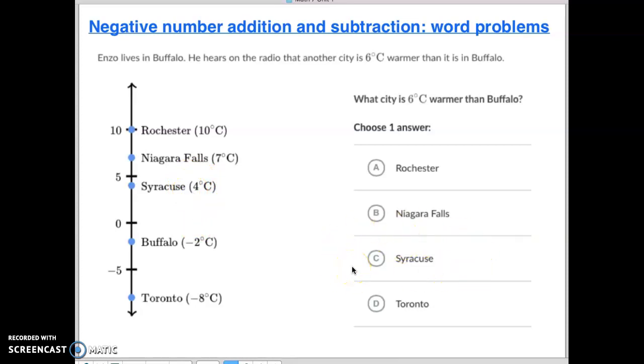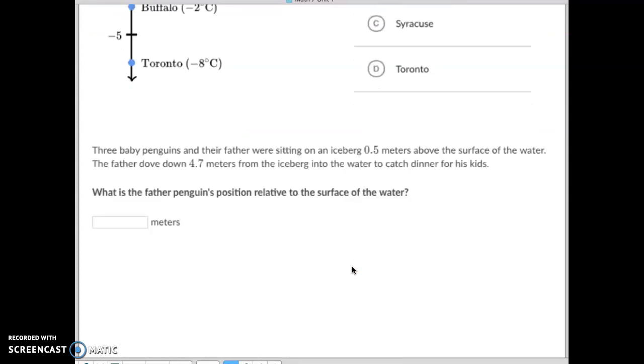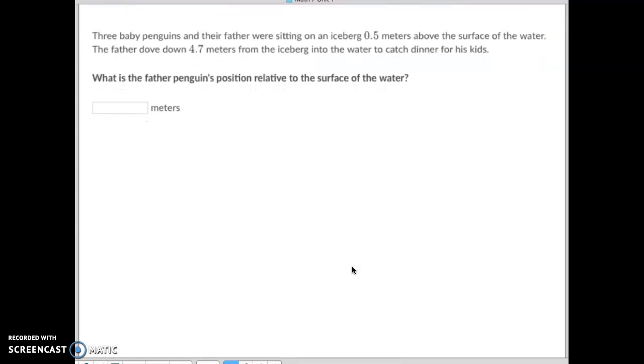See, not very difficult. Oh, you're right, Mr. Anderson. Word problems aren't that bad. All right, here's one more. Let's just make sure it's not that bad. 3 baby penguins and their father were sitting on an iceberg, which is a half a meter above the surface of the water, so just a little bit above the water. The father dove down 4.7 meters, so he started at the half meter above and he dove 4.7 down.